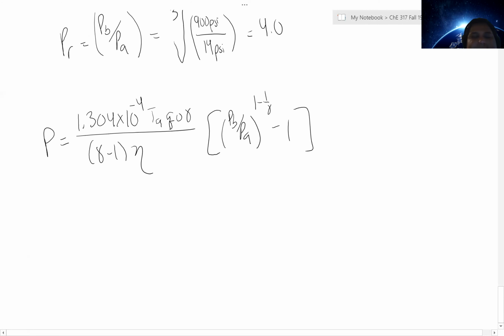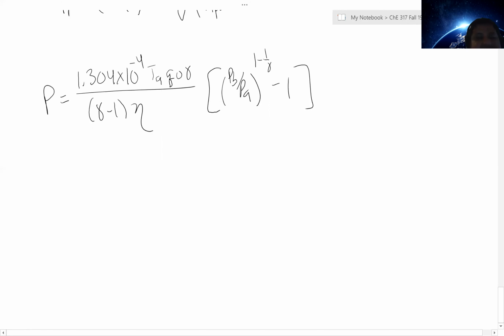Keeping in mind, the temperature has to be in Rankine, the flow rate has to be in standard cubic feet per minute, to get the proper units for power. So luckily I have everything that I need to solve this problem.